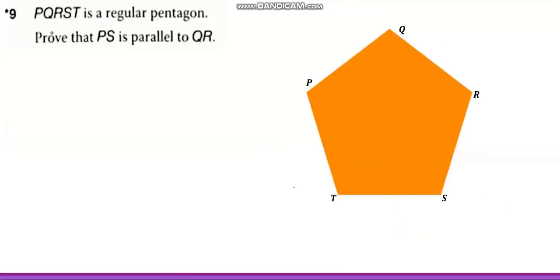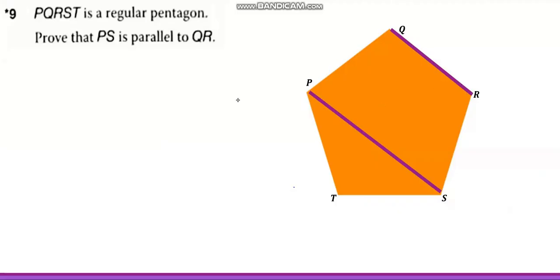Now let's proceed to next question. In question number 9, we are given a regular pentagon PQRST. I have provided the shape, and we have to prove that PS is parallel to QR. So PS is this line that joins the vertices P and S, and QR is basically the side of the pentagon. So we have to prove these two lines are parallel.